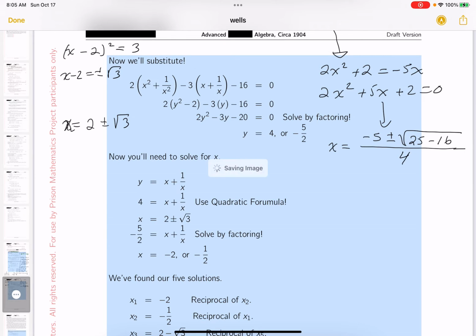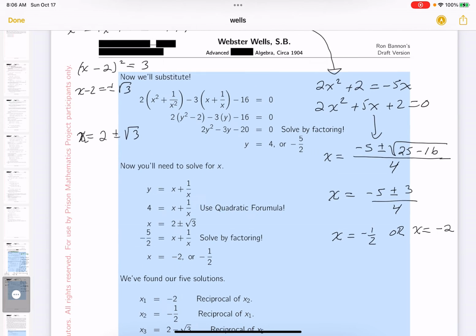So what does x equal? Let's be careful. It's going to be minus 5 plus or minus what would you get there? 25 minus 16. That's going to be 9, right? And the square root of 9 is 3, isn't it? Over 4. So what do you get up here? x equals minus 5 plus 3, which is minus 2. Minus 2 divided by 4 is minus 1/2. Or x would equal minus 5 minus 3, which is minus 8, divided by 4, which is minus 2. All right?